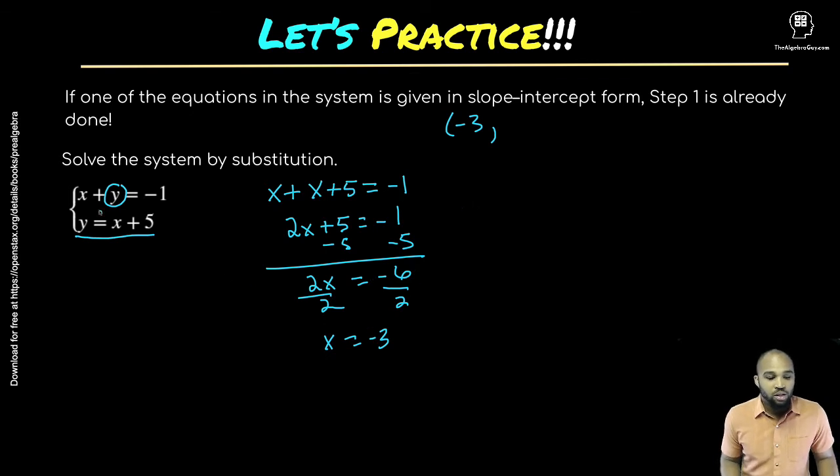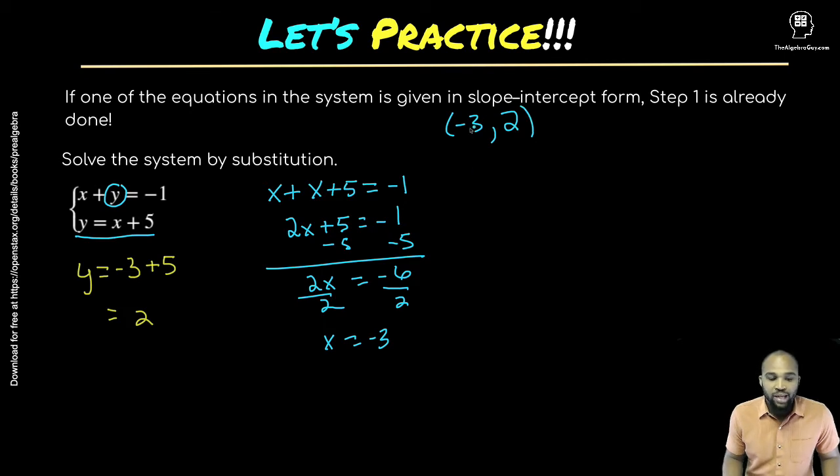So what's the y value? Easy to find, right? Just use one of these equations and plug -3 in there for x. I'm going to use this one here. So this becomes y equals, in place of x, I'm going to put -3, plus 5. Well, -3 plus 5 is +2. So now I know that's my point.